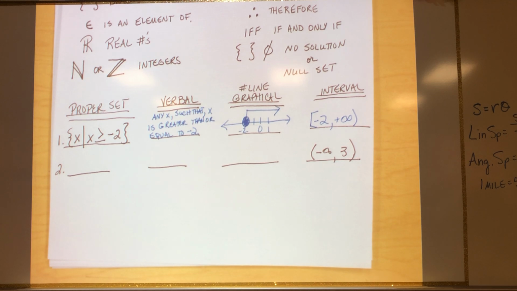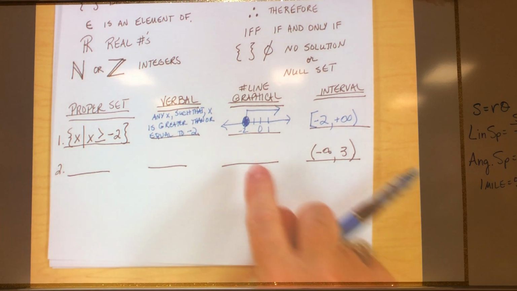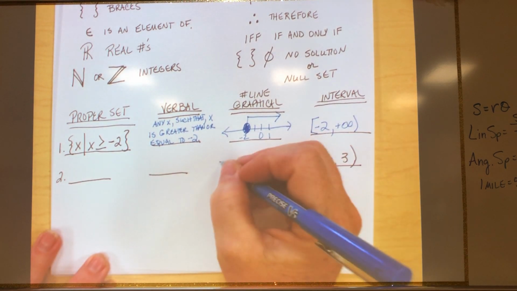Negative infinity to 3, excluded. Sometimes they'll say negative infinity to 3, exclusive. Excluded is either less than or greater than. Yes, that's exactly right. So, know that. Okay, so I'm going to do the number line first.